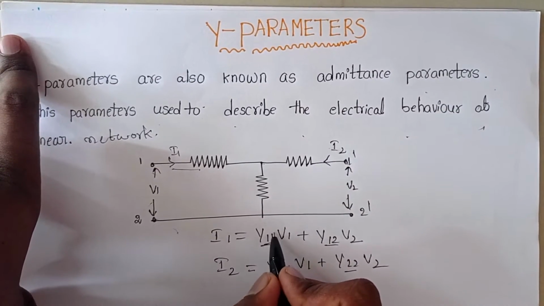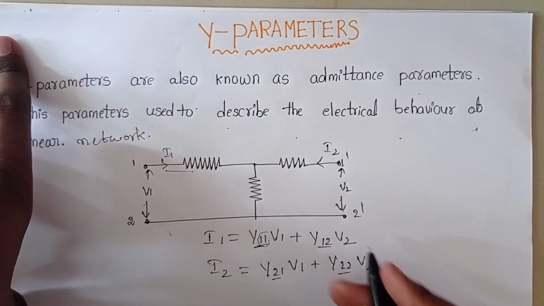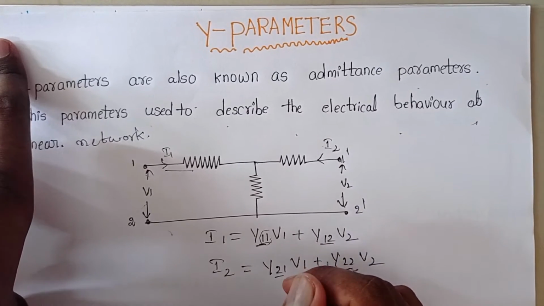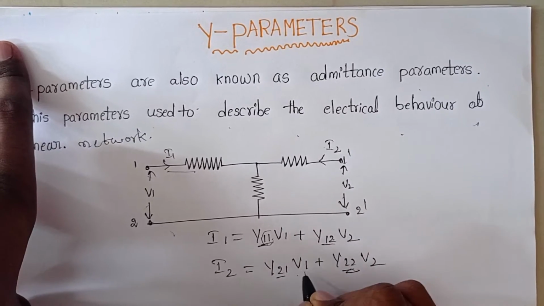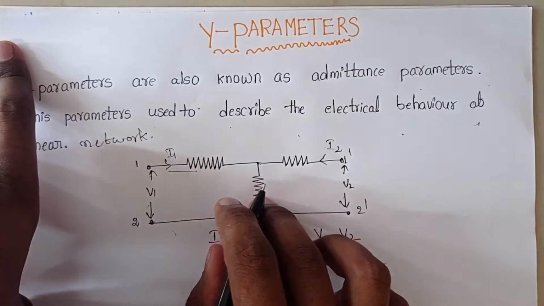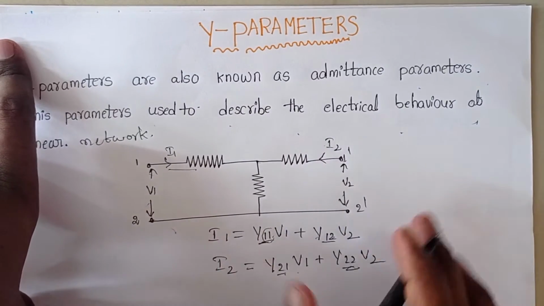In Y11, the 11 indicates the input port. In Y22, the 22 indicates the output port. And Y21 and Y12 are between the input and output ports. I think you have understood.